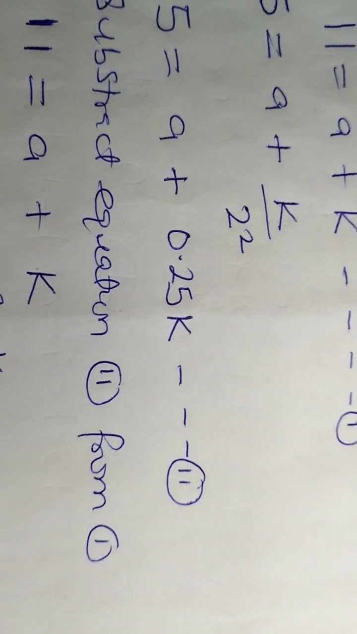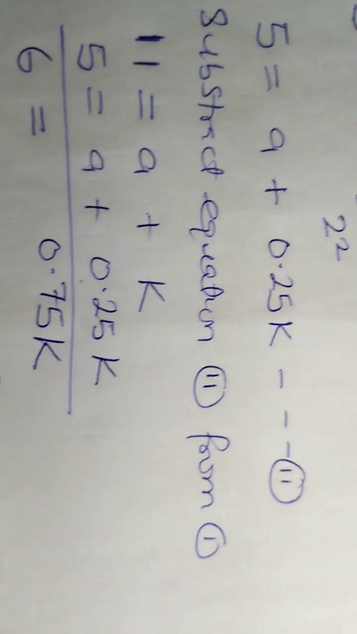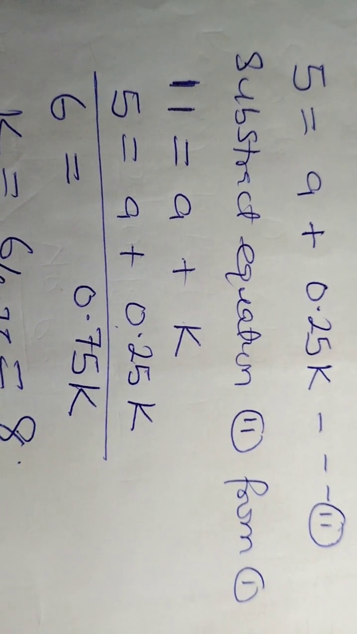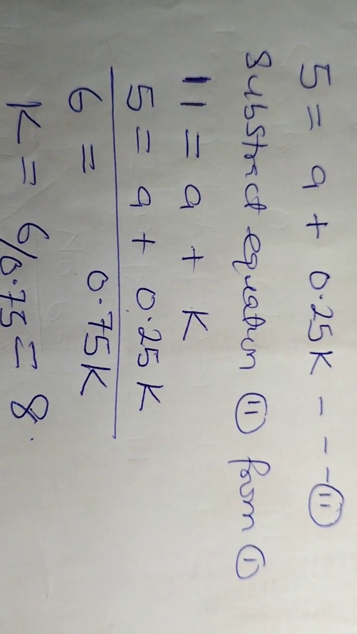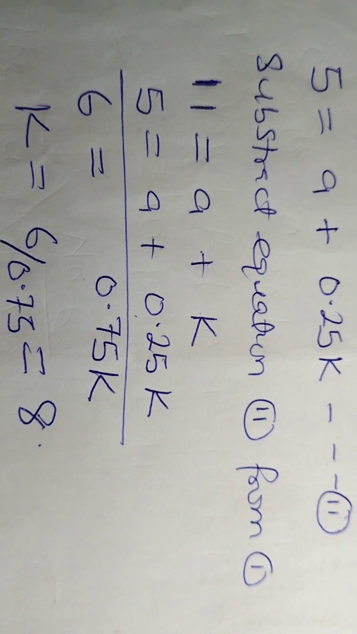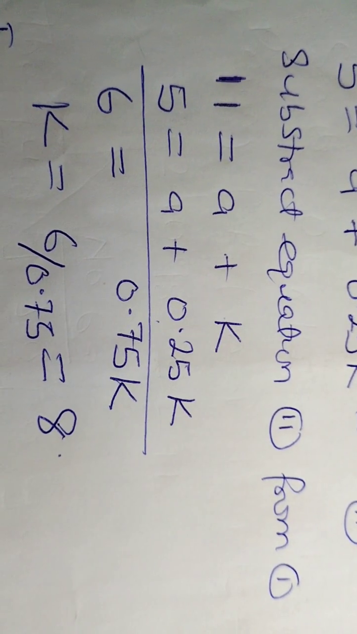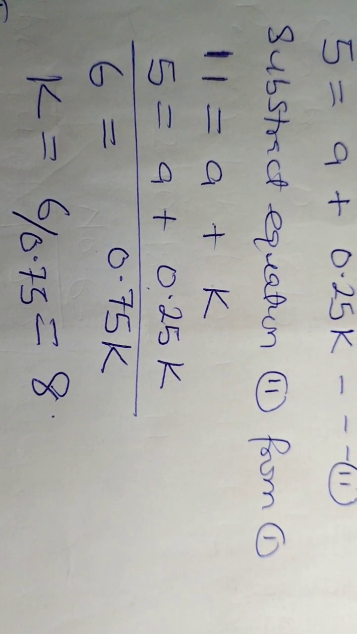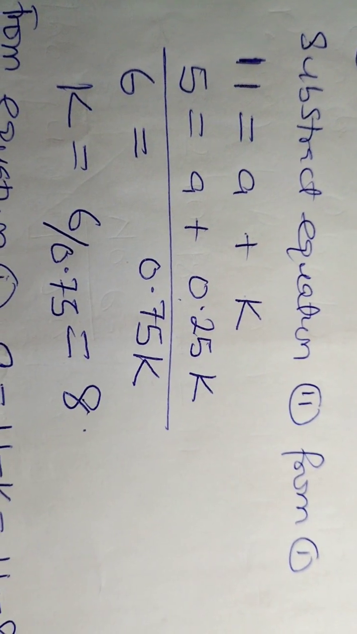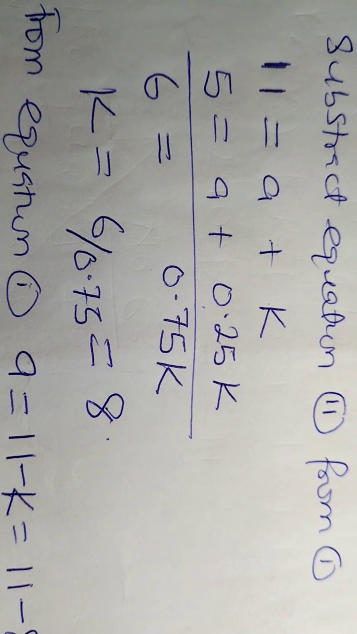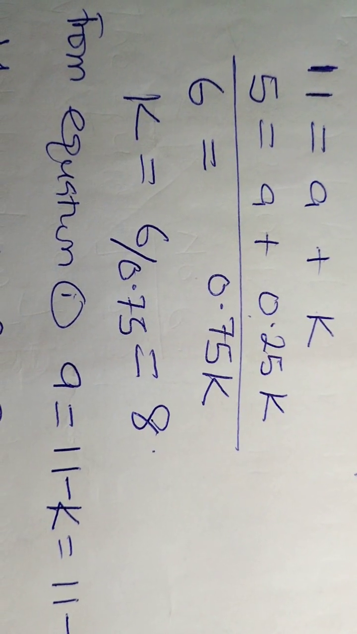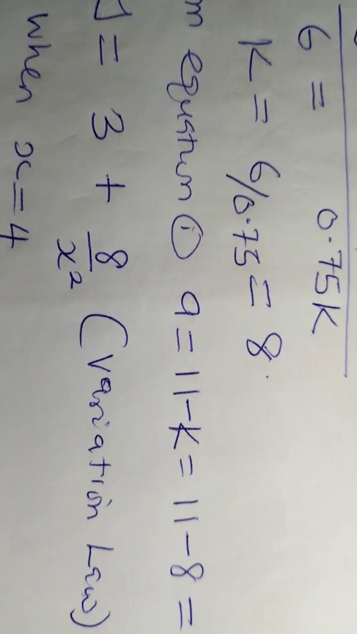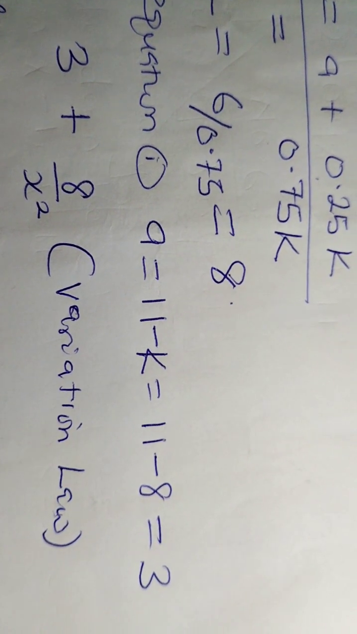Then we subtract equation 2 from equation 1, that is solving by the elimination process of simultaneous equations. This is equation 1, 11 equal to A plus K. Equation 2, 5 equal to A plus 0.25K. We subtract: 11 minus 5 gives us 6. A minus A is 0, so we eliminate A. Then K minus 0.25K: subtracting the coefficients, 1 minus 0.25 gives us 0.75K. Then making K the subject, K becomes 6 all over 0.75, which gives us 8.